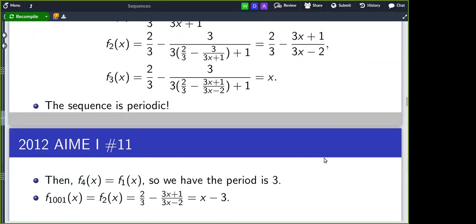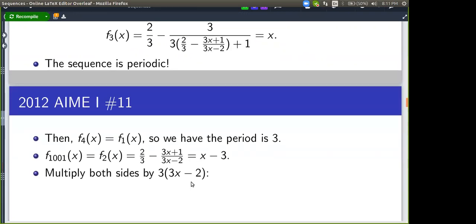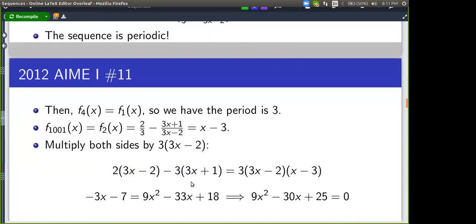And in the question, it said that this is equal to x minus 3. So we set that equal to x minus 3. And now we just have a simple equation to solve for x. We first clear the denominators by multiplying by 3 times 3x minus 2. And so the equation becomes this. After we simplify this, it becomes 9x squared minus 30x plus 25 equals 0.